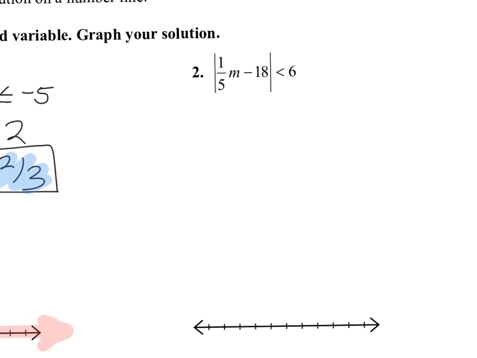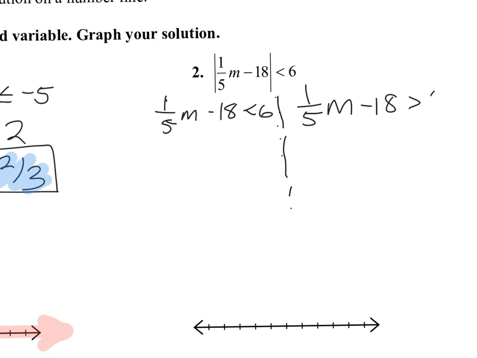Let's do another example. So for this one right here, we have the absolute value isolated, so we can split it down the middle, okay? And I've got 1/5 m minus 18 is less than 6. And then I've got 1/5 m minus 18 is greater than -6. Because remember, because I made it negative, the inequality must flip the other way. So let's solve for m. I add 18 to the other side, and I've got 1/5 m is greater than, now 6 plus 18, that's going to be 24, okay?